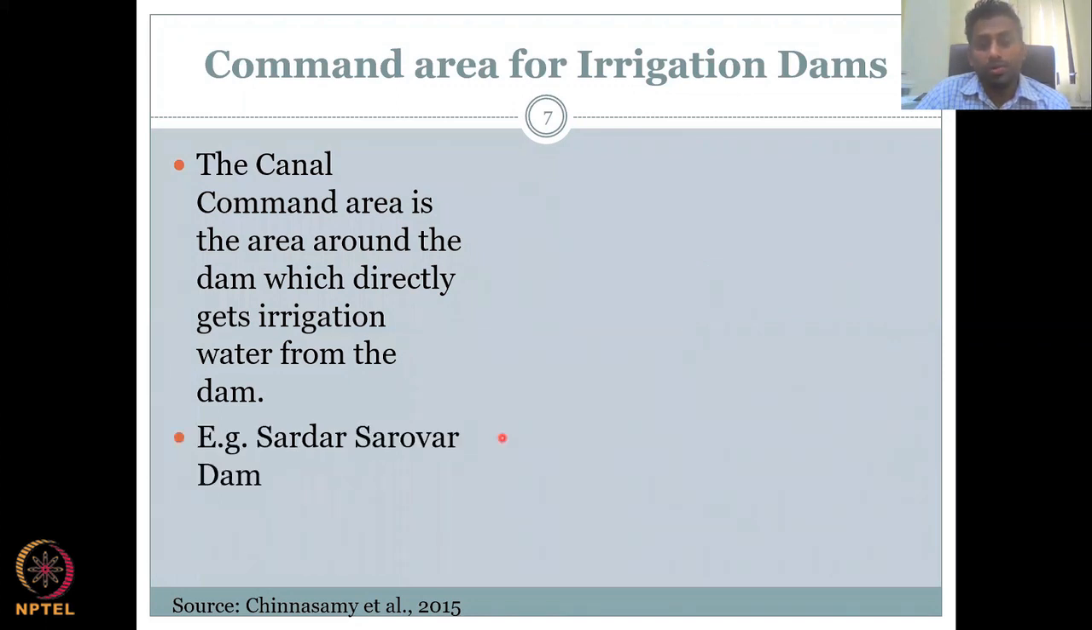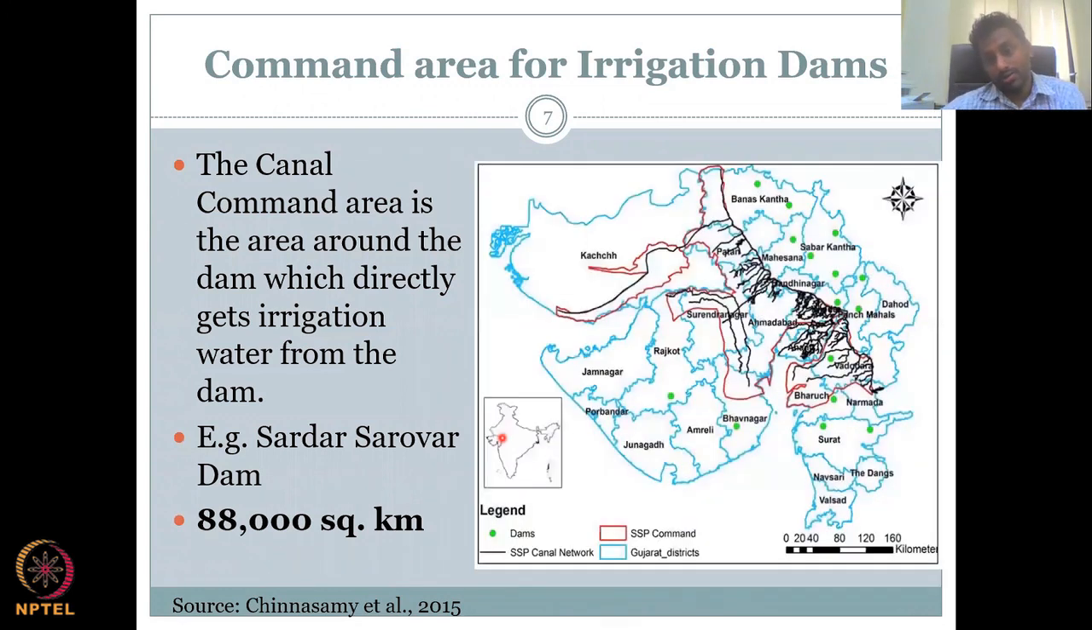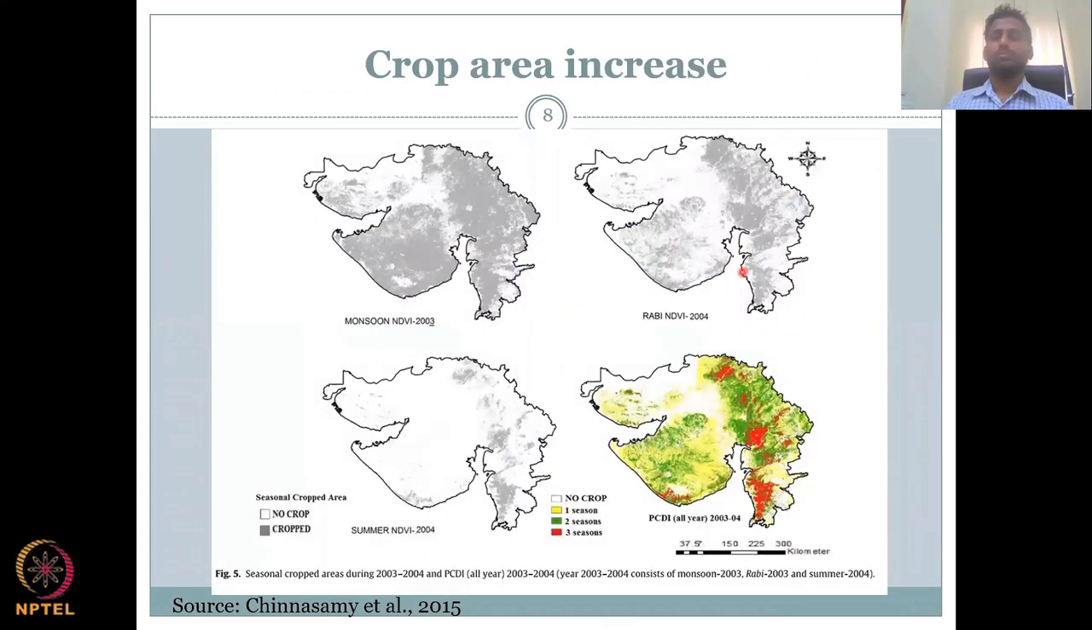Example, the Sardar Sarovar Dam, you have 88,000 square kilometers in Gujarat. So you have the canal area and all the area where the canal serves the water from the SS dam, that is where you have the water spread or the irrigation water being distributed. And that distribution takes in together the command area. Because of this, your crop area increases.